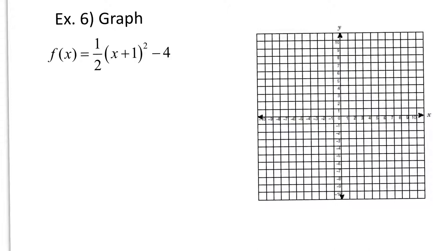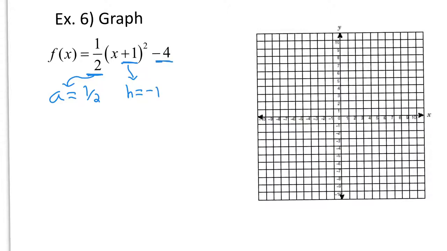f(x) equals 1/2 times the quantity (x plus 1) squared minus 4. So first, let's look at the a, the h, and the k. Your a value is going to be the one outside the parentheses, before the parentheses. So a equals 1/2. I'm just going to put an arrow right here. Your h value is going to be the one inside of the parentheses. So h equals, remember to change the sign, so that plus 1 becomes a negative 1.